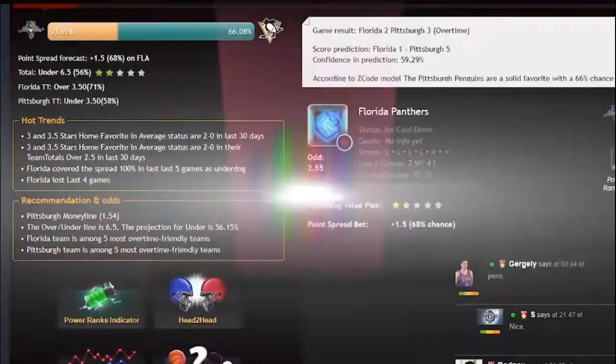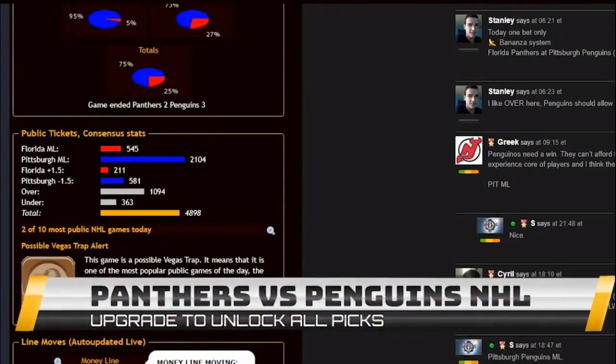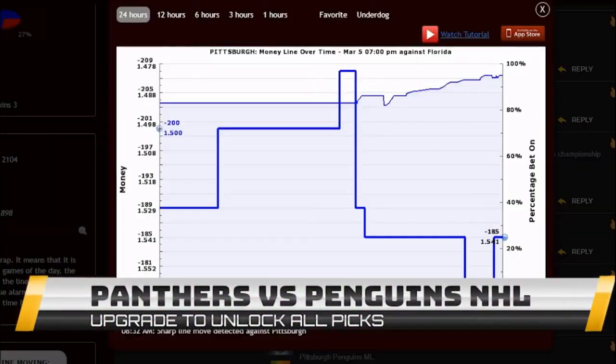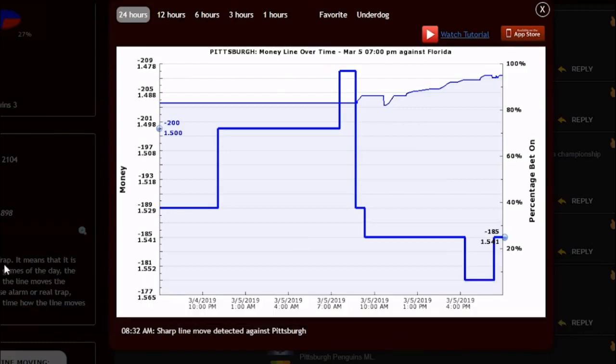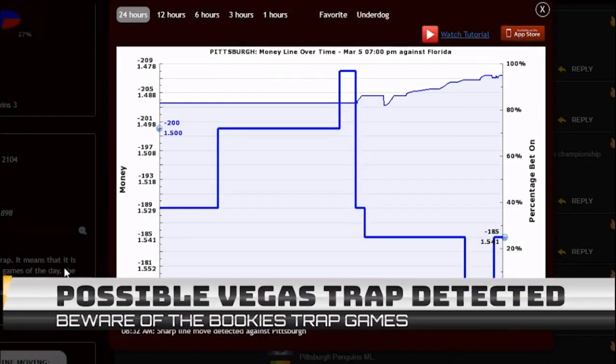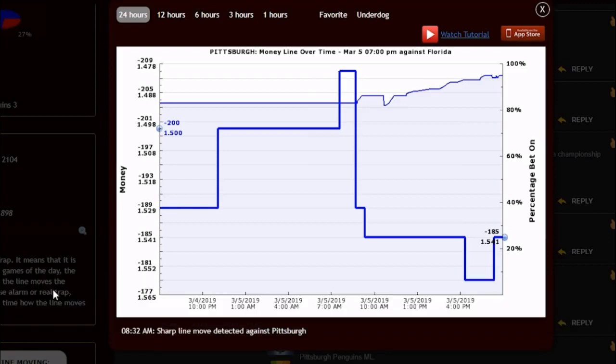The next game is the Florida Panthers against the Pittsburgh Penguins. Let's check out the lines. As you can see, Z-Code says the game is a possible Vegas trap. It means this is one of the most popular games of the day, and the public is heavy on one side, but the line moves the opposite side. It could also be a false alarm, or a real trap, and you need to check closely before the game starts. You can see almost 100% of the people are betting on Pittsburgh to win the game.